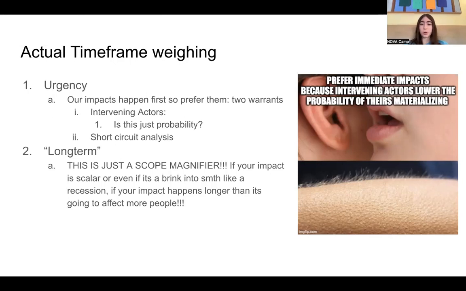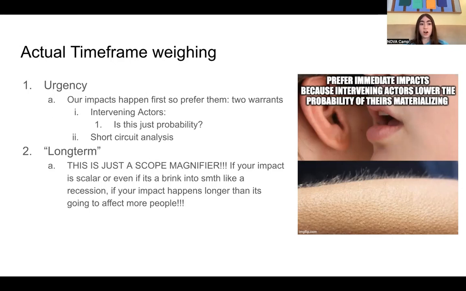I think it's really good weighing, and I think it's weighing that not enough debaters do. So if you take away anything from this lecture, it's that you should probably be doing intervening actors weighing. It's that if your impacts happen sooner, that means there's less of a chance for something that's not the resolution to cause or affect your impacts.